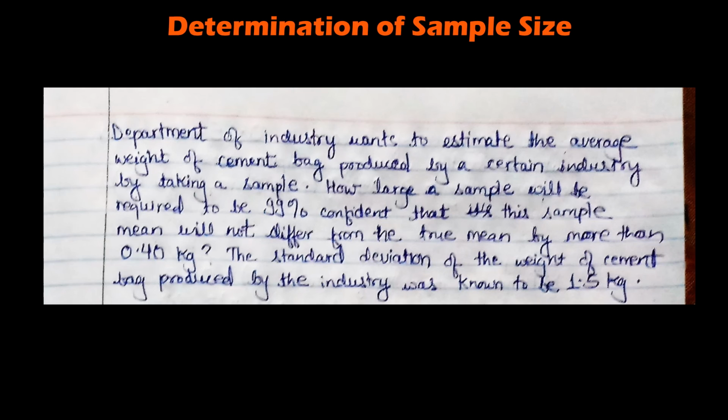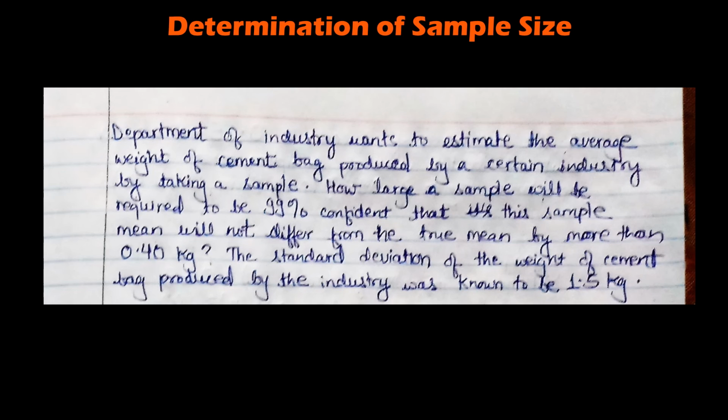Department of Industry wants to estimate the average weight of cement bag produced by a certain industry by taking a sample. How large a sample will be required to be 99% confident that this sample mean will not differ from the true mean by more than 0.40 kg? The standard deviation of the weight of cement bag produced by the industry was known to be 1.5 kg.